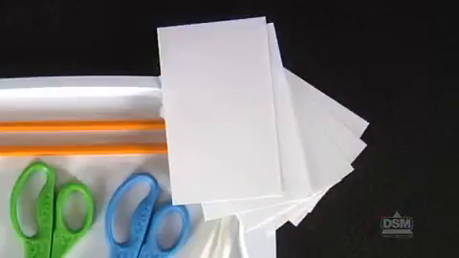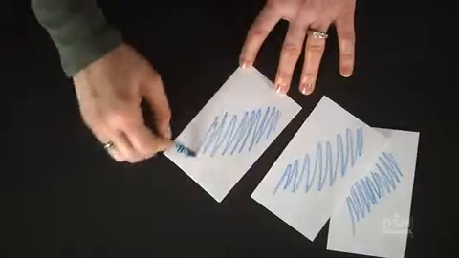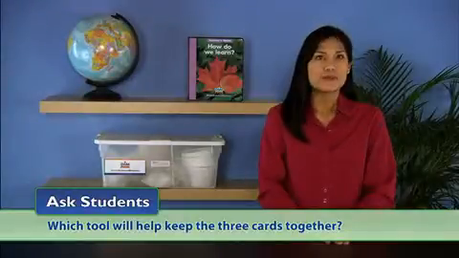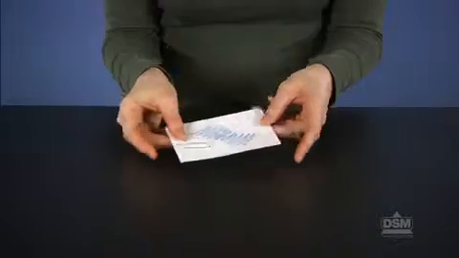Next, draw students' attention to the index cards on their trays. Ask students, which tools would help you write and color on the cards? Students might mention pencils, crayons, markers, and paints. Have each student write and color 3 index cards. Then ask, which tool will help keep the 3 cards together? Students should suggest the paper clip. Have the students use the paper clip to clip the cards together.